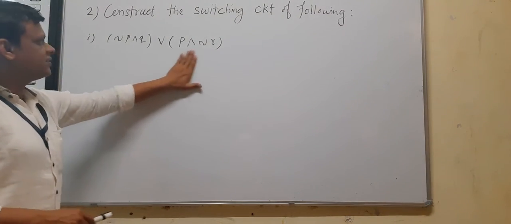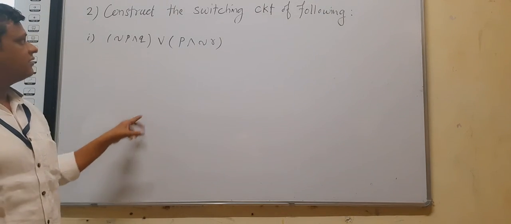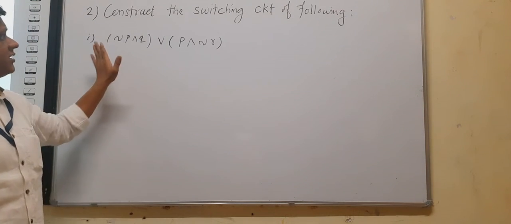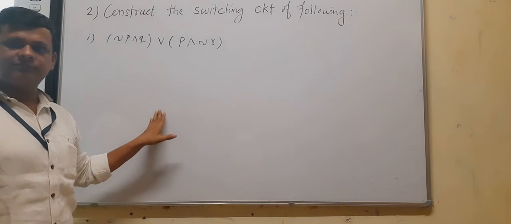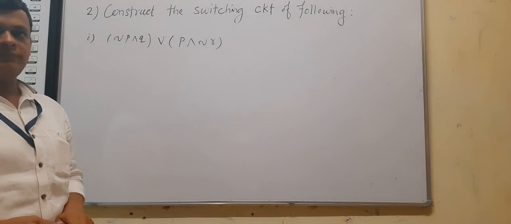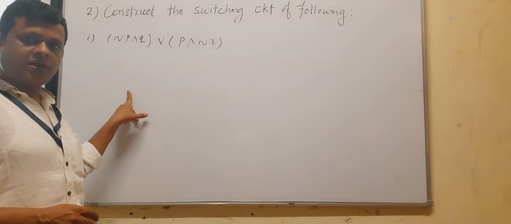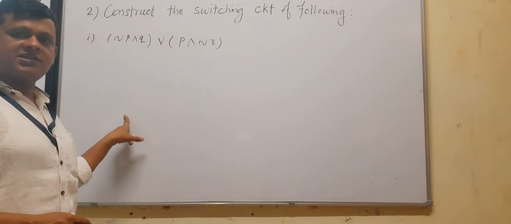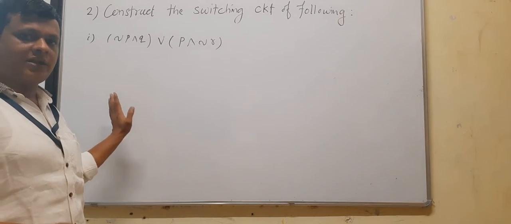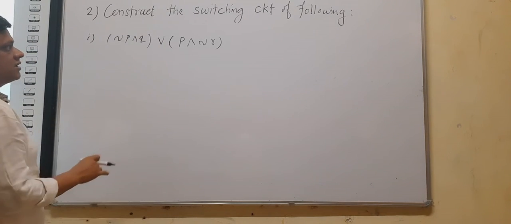Now see the procedure. In the first question we write P stands for, Q stands for, R stands for. In this also we have to write the same. Directly I construct the switching circuit. You write first what is meant by P statement, what is meant by Q statement, what is meant by R statement, negation P, negation Q, negation R. You know all that from the first question.